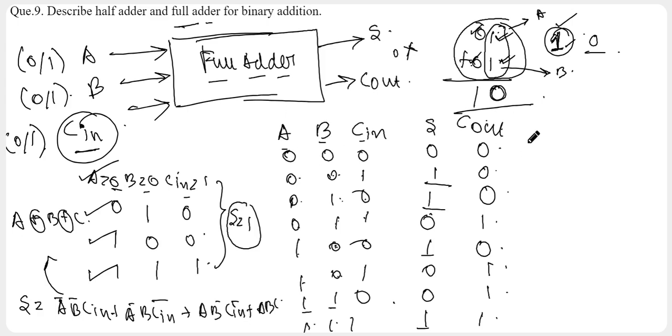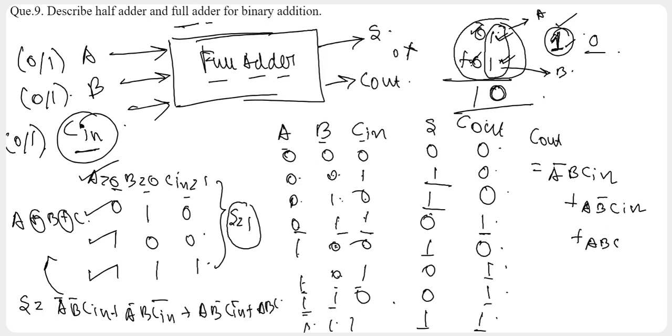And now for the carry out portion, carry out is equal to 1 when B is 1, C is 1, and A is equal to 0. So carry out will be equal to A bar B C in, plus it is 1 for the last 3 scenarios. In this case, A is 1, B is 0, and C in is 1, so it will give us A B bar C in, plus in this case A B C in bar, plus ABC.